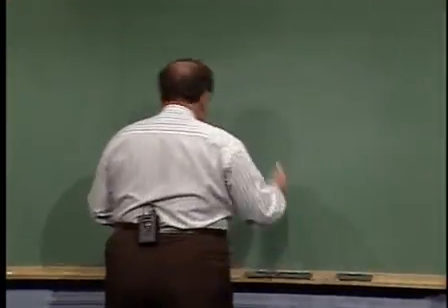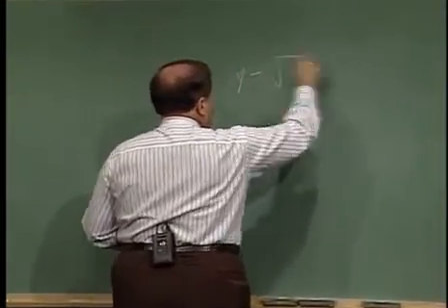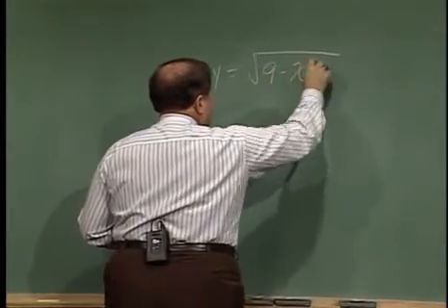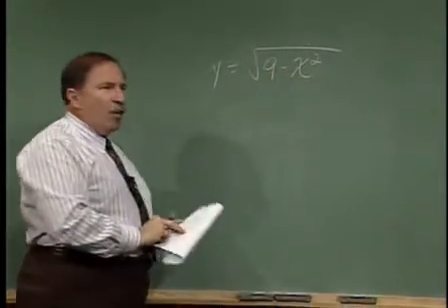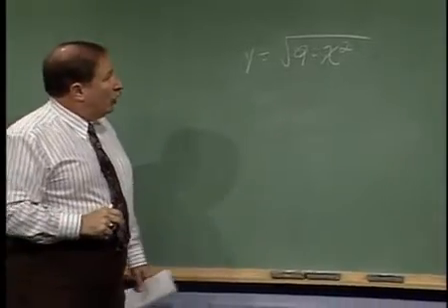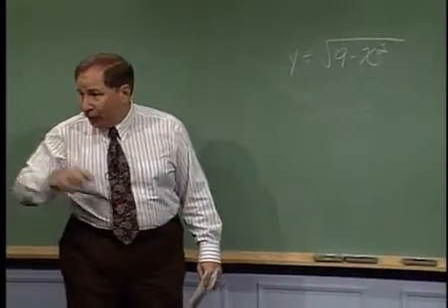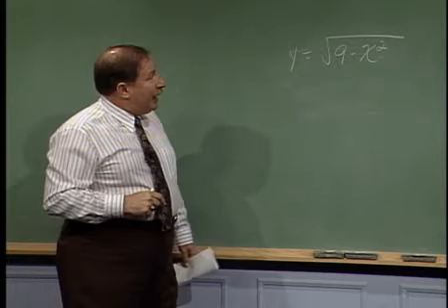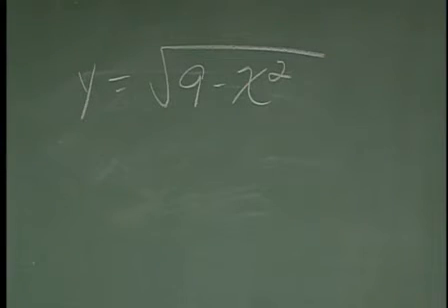And that is y equals the square root of 9 minus x squared. Now, what's different about that? Well, it has an x squared, but we just had one with an x squared in it. It's that it's minus x squared. Now, that's going to change what the graph looks like, believe me.